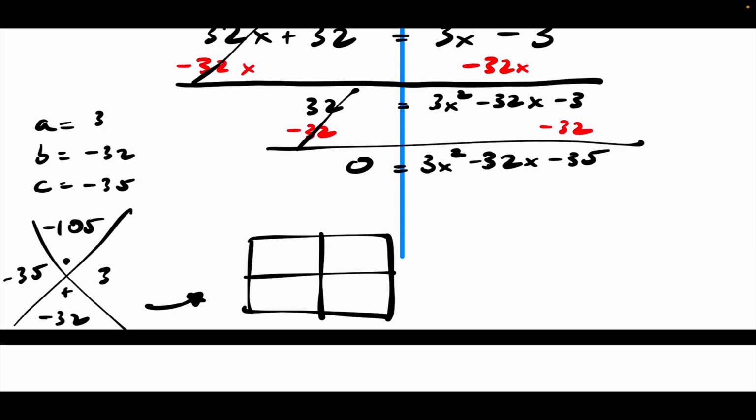Remember, first term, 3x squared, goes in the first box. Last term, negative 35, goes in the last box. And then the two guys I just came up with go in the other two with x's.